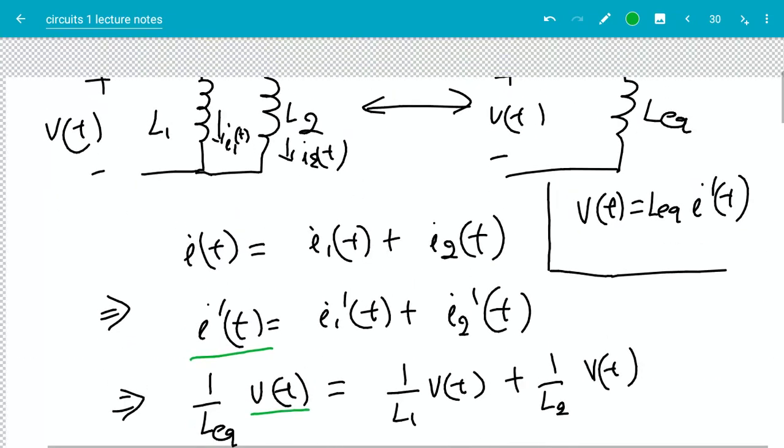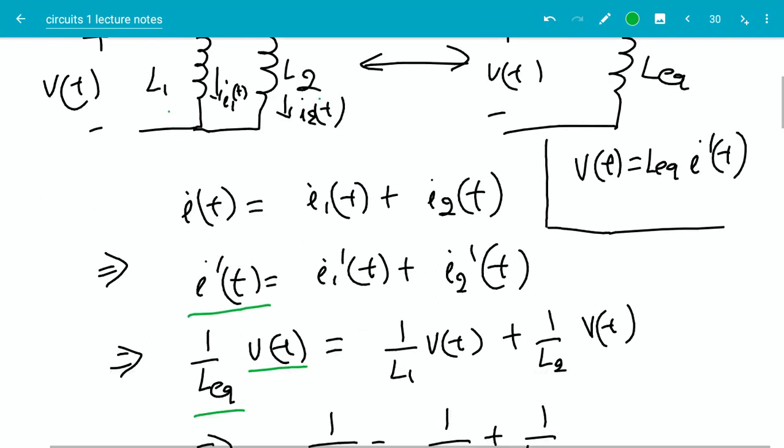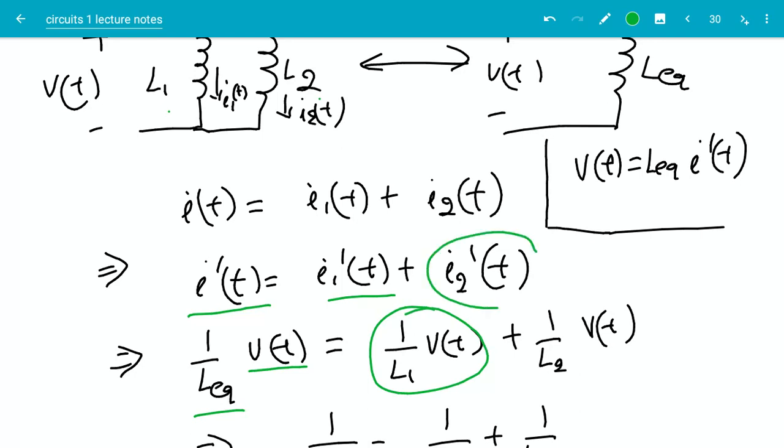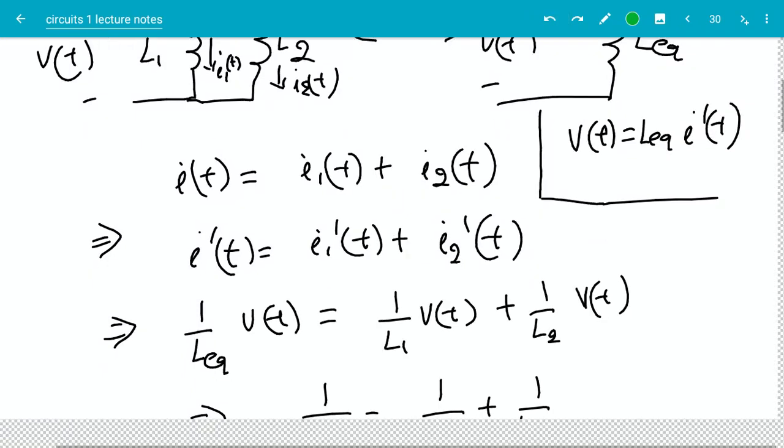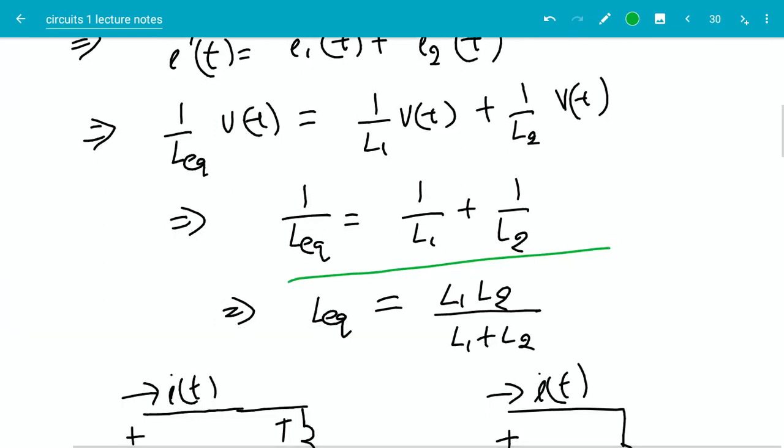Right, now notice this V of t is also the voltage across both L1 and L2. So I will use that relation. I will use the relationship between I1 of t and V of t, and replace I1 prime of t using this term, and I2 prime of t using this term. Okay. Now since V of t is the same on both sides of this equation, I can divide both sides of the equation by V of t, and I get this relationship. Okay, so that means when inductors are in parallel, you get similar formulas as you get for parallel resistors.